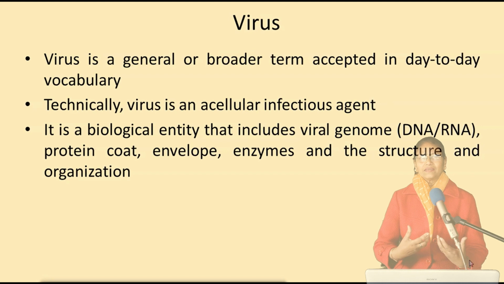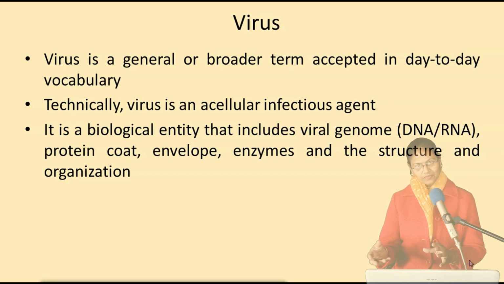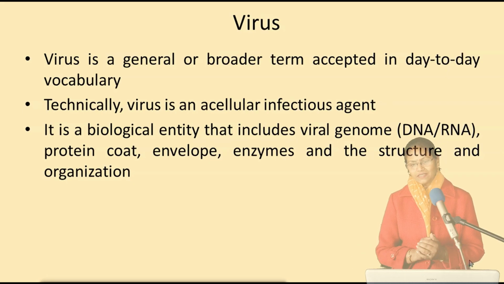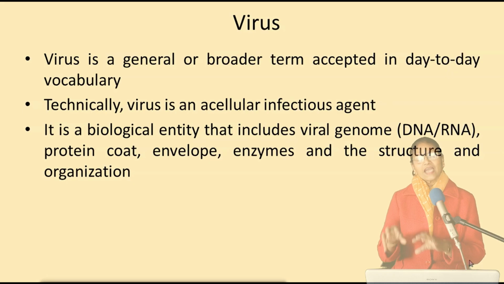For example, it has different types of symmetry, radial symmetry, or rod shape they may be, or spherical. So that kind of icosahedral symmetry they have. So that way these are the biological entities which have their own structure and organization.